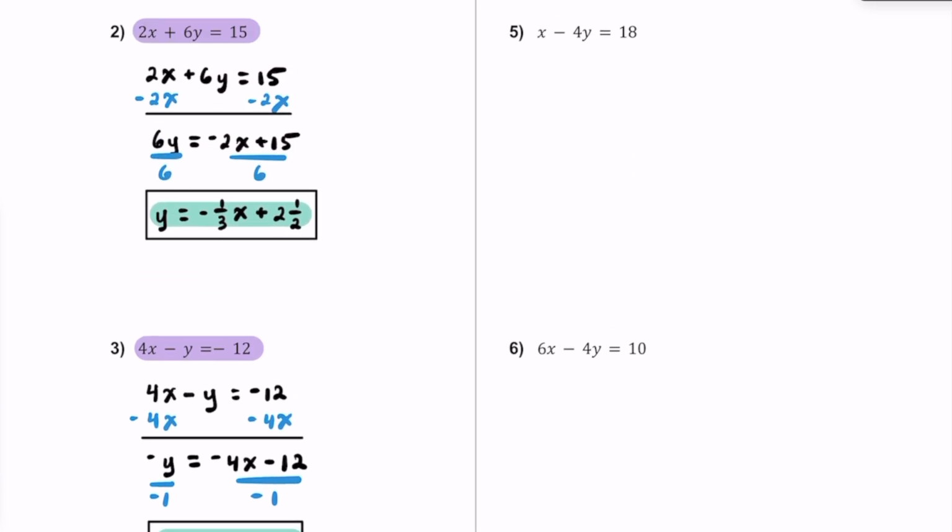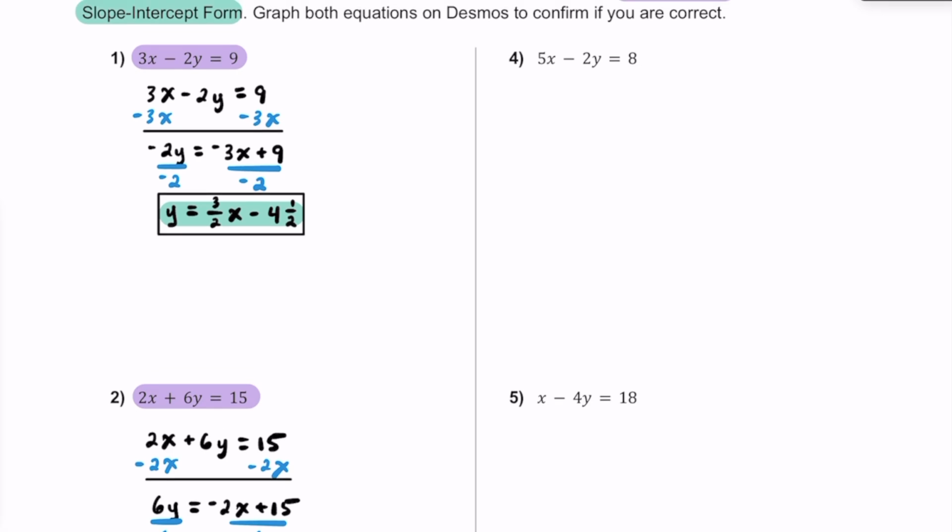Let's go ahead and try a few more going from standard form over to slope-intercept form. And then we'll try a few where we go backwards, where we go from slope-intercept form to standard form. Okay, so in number 4, we have this equation 5x minus 2y is equal to 8. Let's see if you can do this together here, or you can do it on your own if you want to pause. Let's go ahead and take away 5x from both sides first.